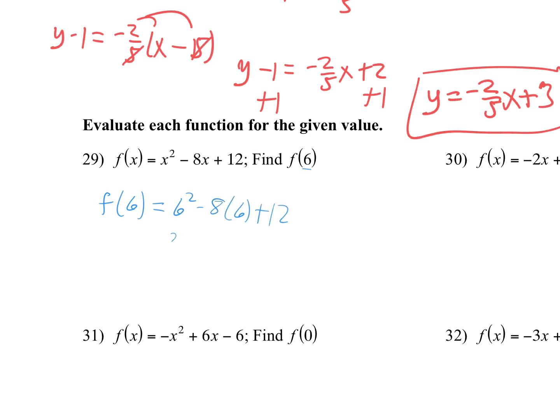And then 6 squared is going to be 36. 8 times 6 is going to be 48 plus 12. And then when you go to simplify this, this should just get you 0. And you can just leave your answer as that. F of negative 6 equals 0. Or no, f of 6, sorry, equals 0. Right, so here you're just computing.